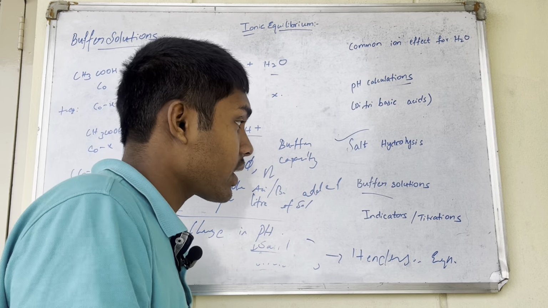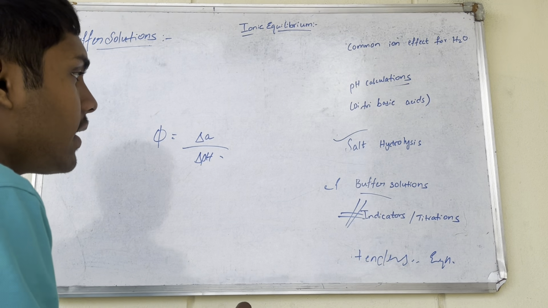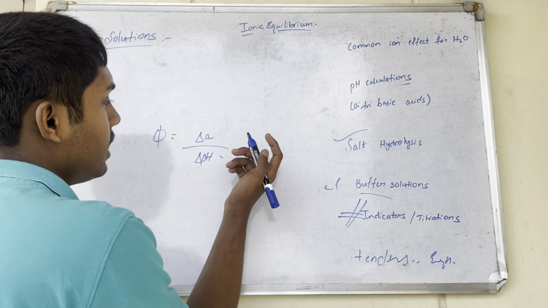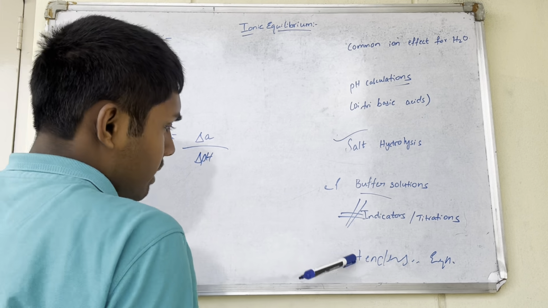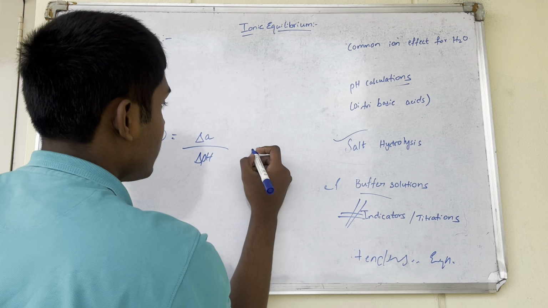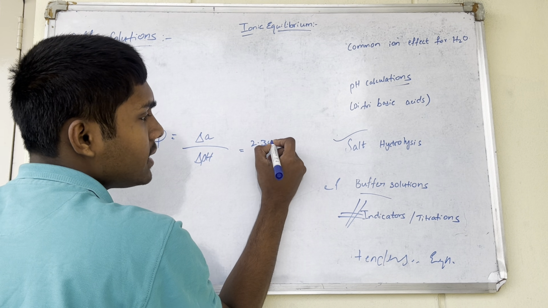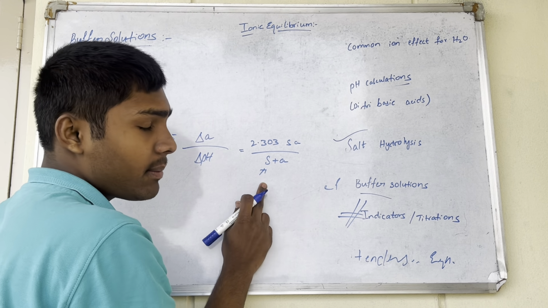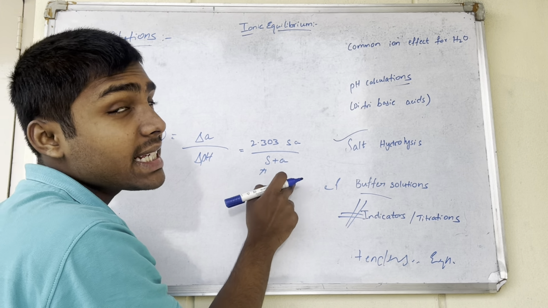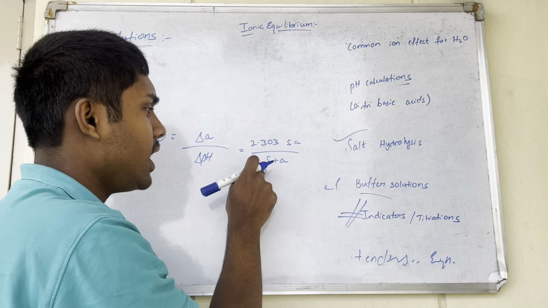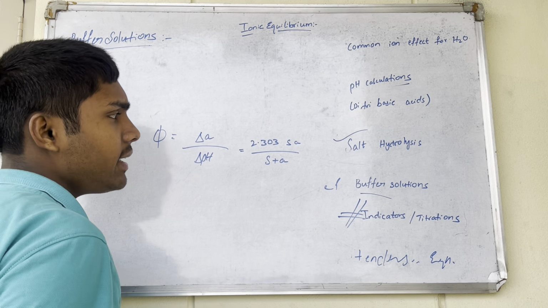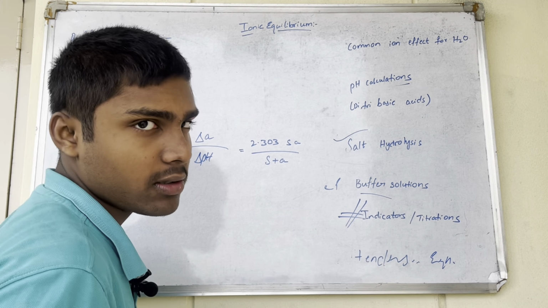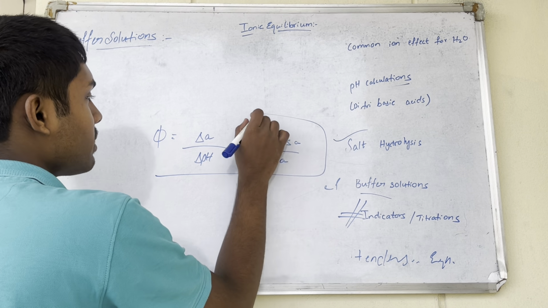Questions may confuse you with buffer solutions. Just now I said buffer capacity equals change in number of moles per liter by change in pH, correct? One important result is that it is equal to 2.303 SA upon S plus A, where S is the number of moles of salt and A is the number of moles of acid. By using this formula, you can compare buffer capacities between two given concentrations of two respective salts. So you can remember this result.